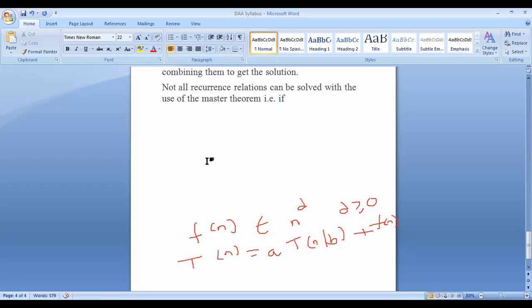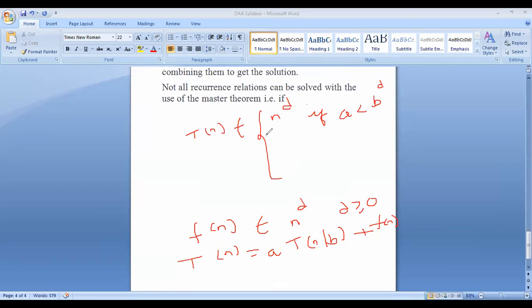So for example, here in this T of n, it belongs to... okay, here three cases are there. T of n equals n power d if a is less than b power d. Just remember, I will explain with an example.